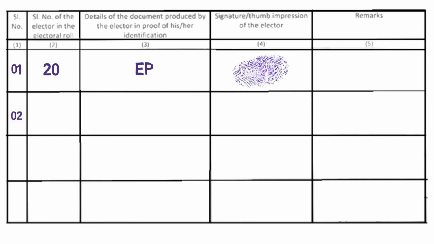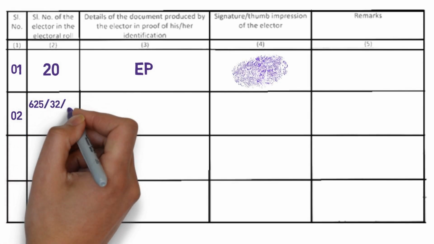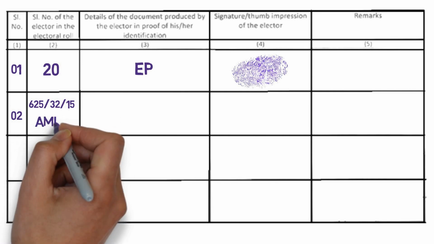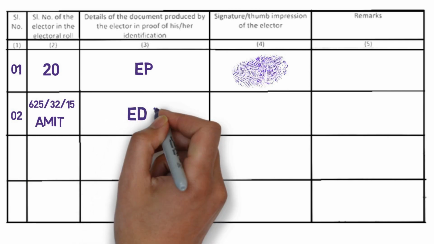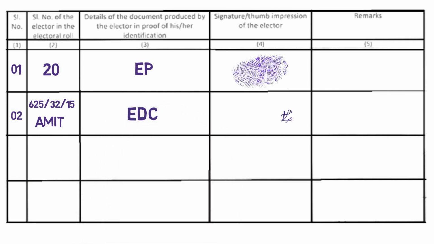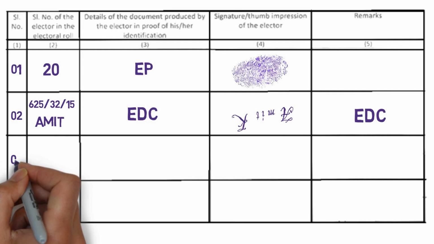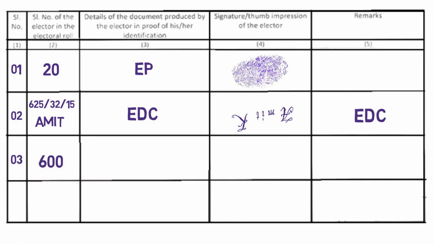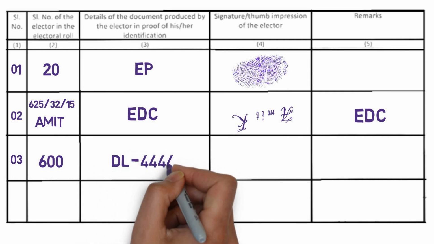In case of EDC voter, AC number, elector roll part number and electoral roll serial number from EDC certificate along with the name is written in column number 2. In next column, EDC will be written. Then take the signature and write EDC in the remarks column. In case if voter shows ID other than Epic, then note down the last 4 digits of the ID card and rest of the things are same as discussed in first case.